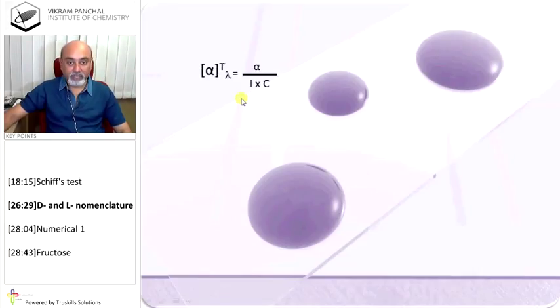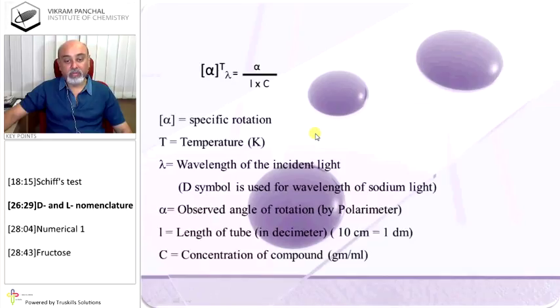Specific angle of rotation can be determined with the help of this formula. Alpha is the actual observed angle, L is the length of the tube, and C is the concentration of the solution. So bracket alpha is specific rotation, T is temperature in Kelvin, lambda is the wavelength of the incident light, sometimes the D symbol is also used for sodium light, alpha is the observed angle of rotation by polarimeter, L is the length of the tube in decimeter, and 10 centimeter is equal to 1 decimeter, C is the concentration of compound in grams per milliliter. This should be in grams per milliliter.